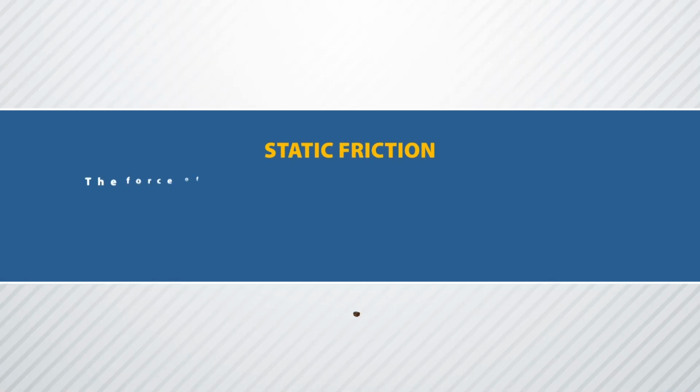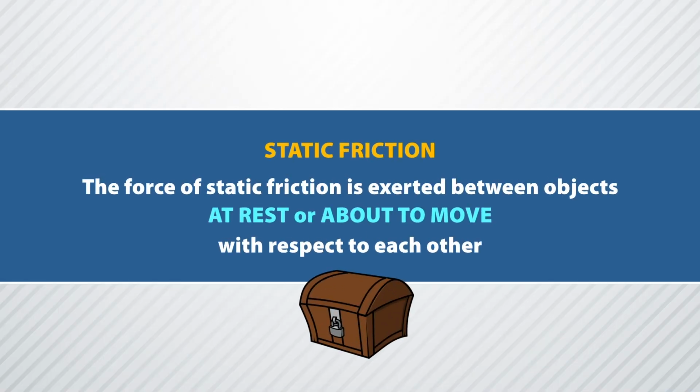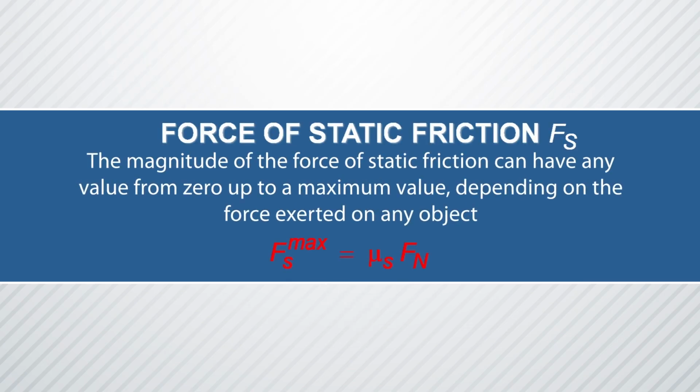Let's first talk about static friction, which is exerted between objects at rest or about to move with respect to each other. So you have, for example, a box on a floor, and when you try to move that box and it does not move, this means that a force of static friction is being exerted on the box. And the magnitude of the force of static friction can have any value from 0 to a maximum value, depending on the force you are exerting on the object.